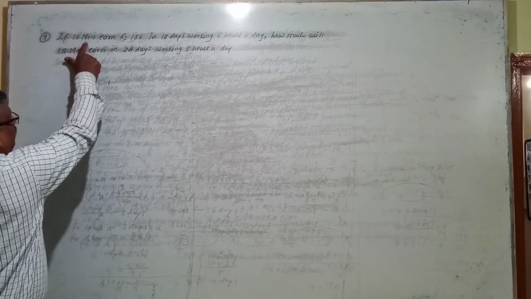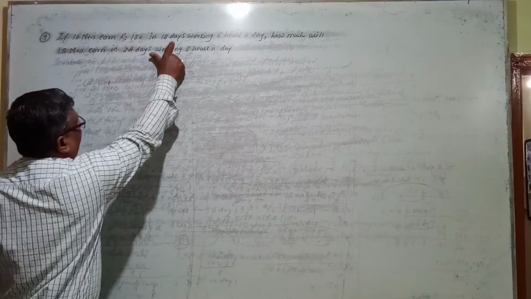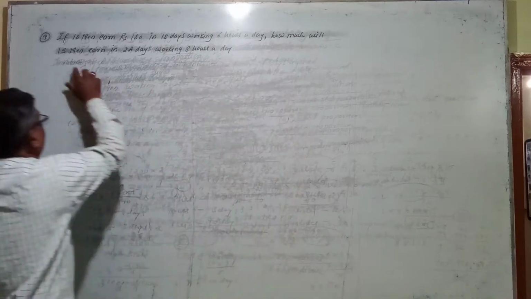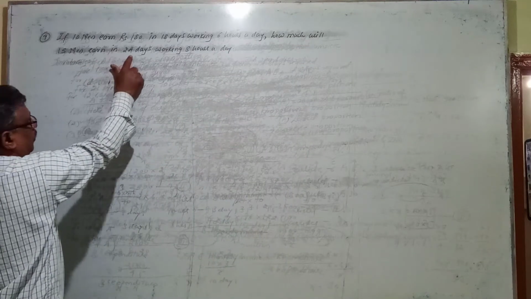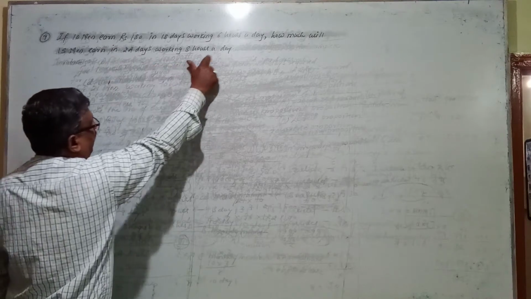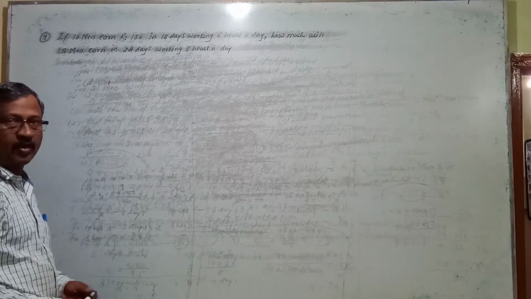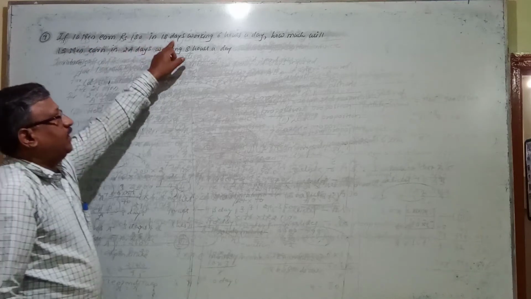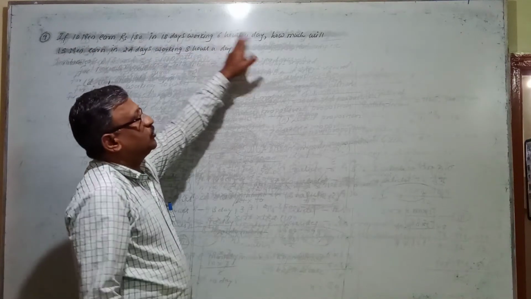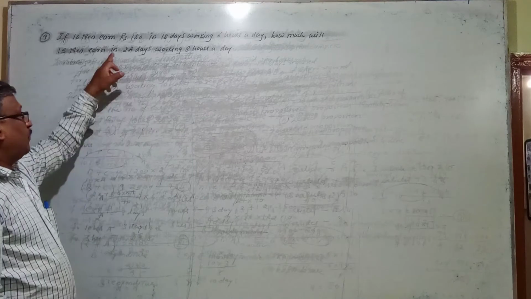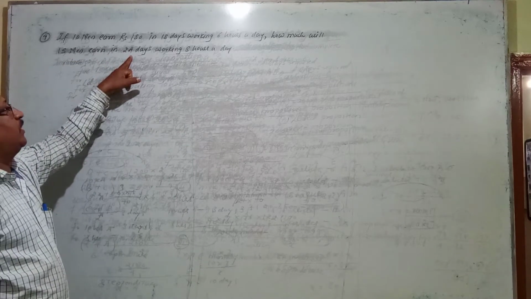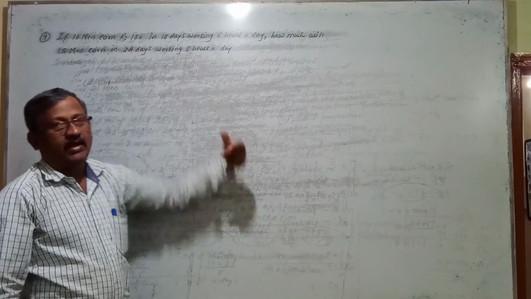If 10 men earn rupees 180 in 18 days working 6 hours a day, the question is how much will 15 men earn in 24 days working 8 hours a day. So if 10 men earn 180 rupees in 18 days working 6 hours a day, we have to find how much 15 men will earn in 24 days working 8 hours a day.